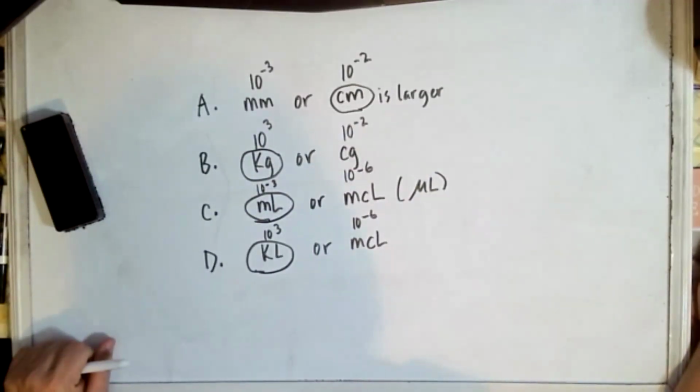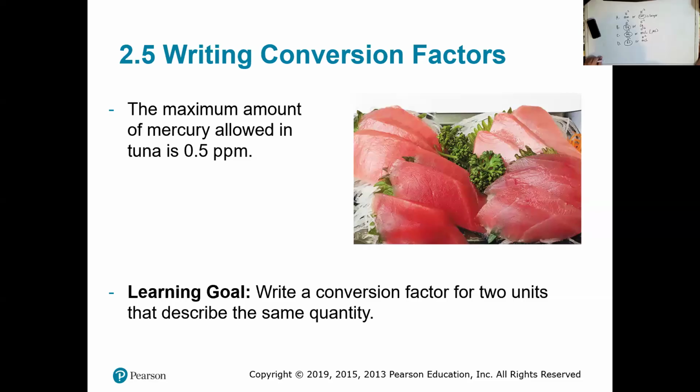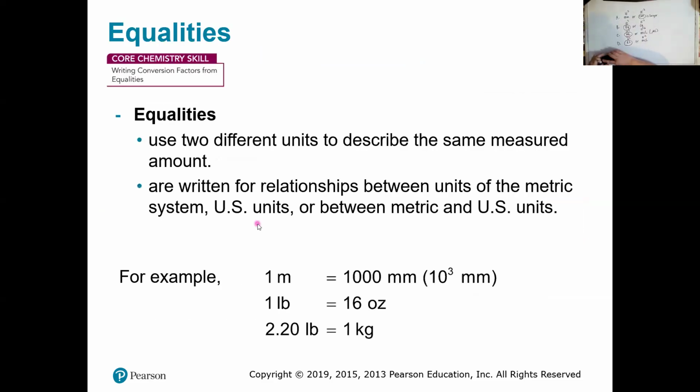All right, and so this next section is more focused on writing out the conversion factors, which is very much linked to those equalities that we were writing down. Okay, so we're going to look at different ways to write equalities and then create conversion factors from those equalities. So an equality is going to be any two things that equal each other.